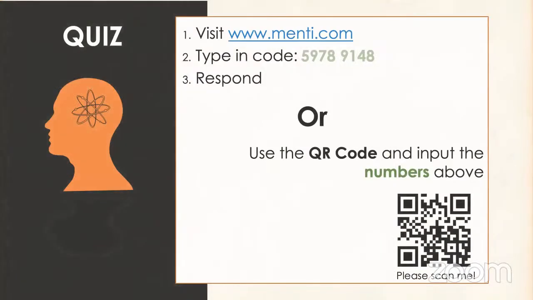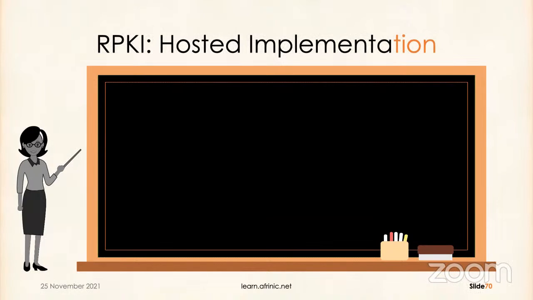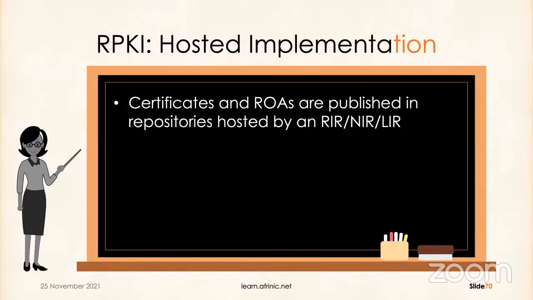So I was explaining the answers to the quiz. The route origin authorization is the correct one. And before Dev shows us how to create route origin authorization objects, ROA objects, in MyRFrenic, we'll quickly look at the two implementation models of RPKI. There are two, like I said. The first one is hosted RPKI, and the second one is delegated RPKI. Now, in the hosted implementation, all the objects, the ROAs, the manifests, the CRLs, the EE certificates, are all published in repositories hosted by the RIR, okay?